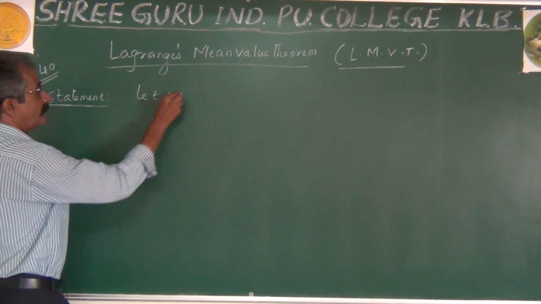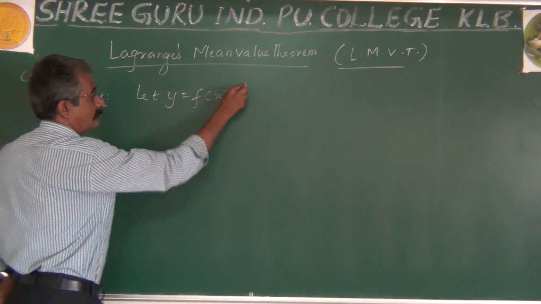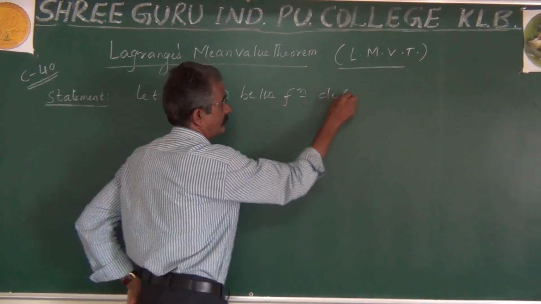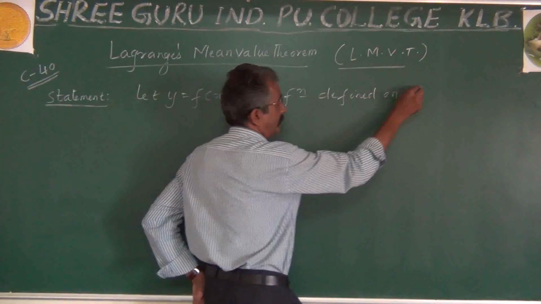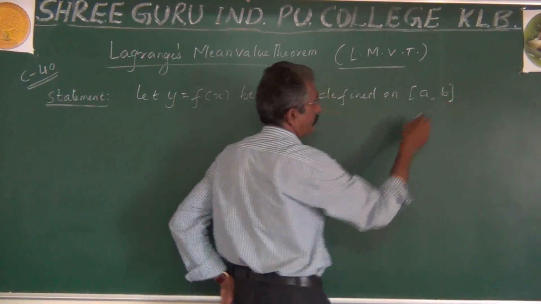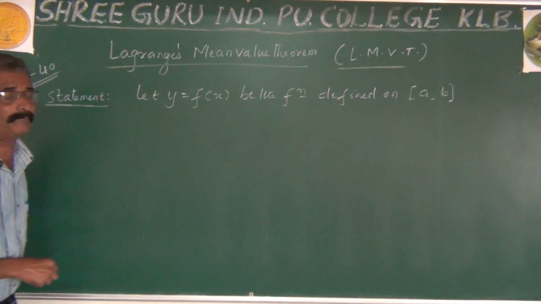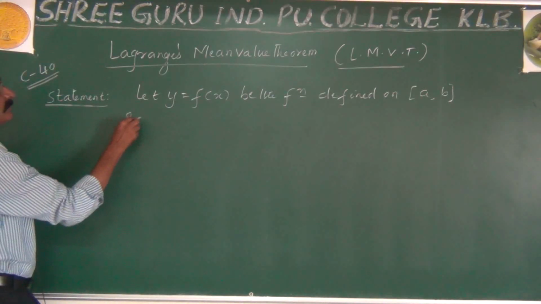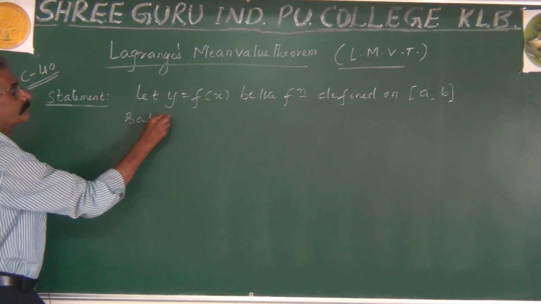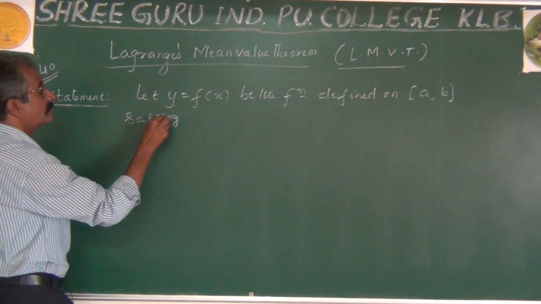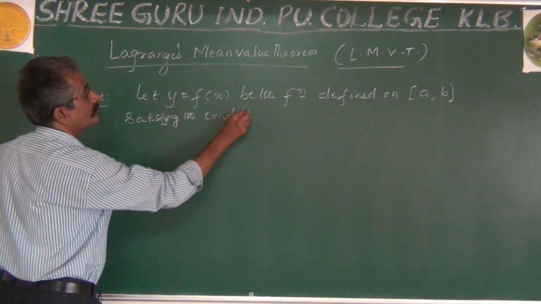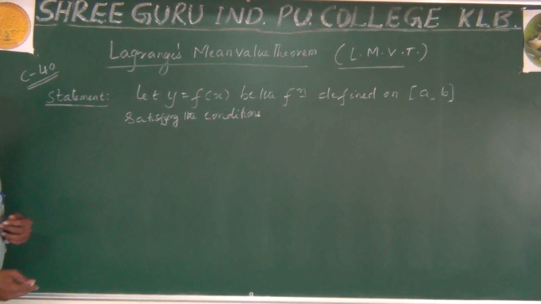Let y equal to f of x be the function defined on the interval a comma b, satisfying the conditions. These are the conditions adopted in Lagrange's theorem.